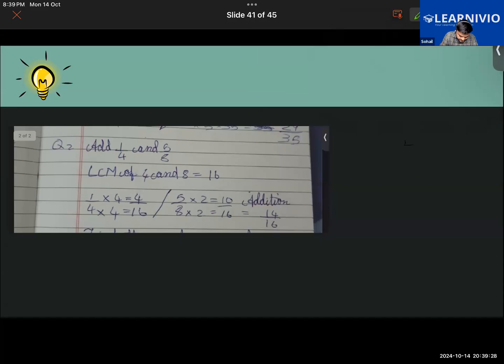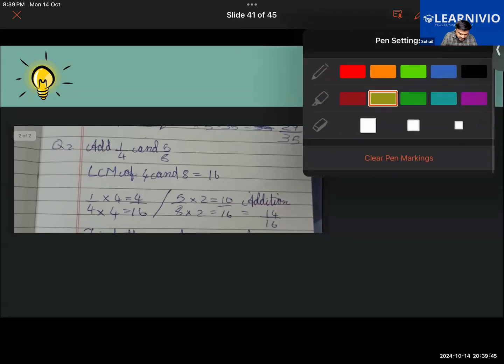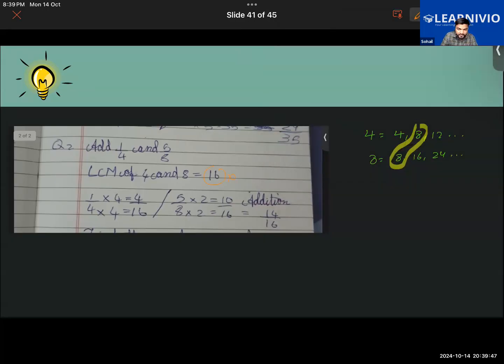Even if you were to just write the multiples, 4 ones are 4, 4 twos are 8, 4 threes are 12, and so on. 8 ones are 8, 8 twos are 16, 8 threes are 24, and so on. Here we can simply see that the lowest common multiple is 8. And you have written it is 16, so that is again wrong. So you're making mistakes in LCM.